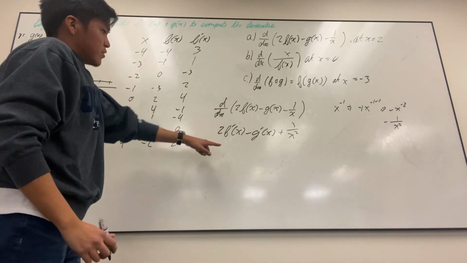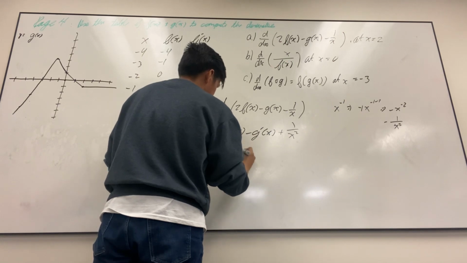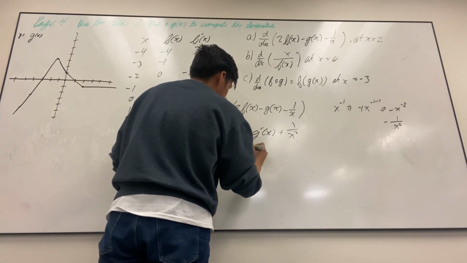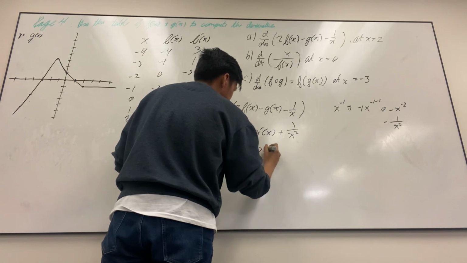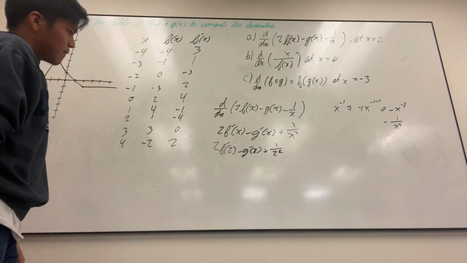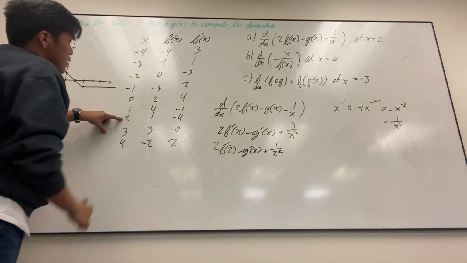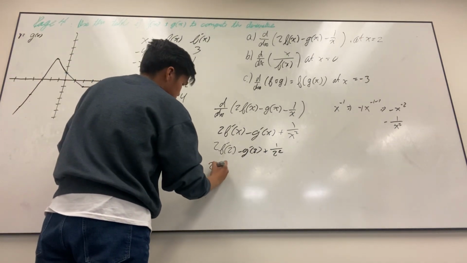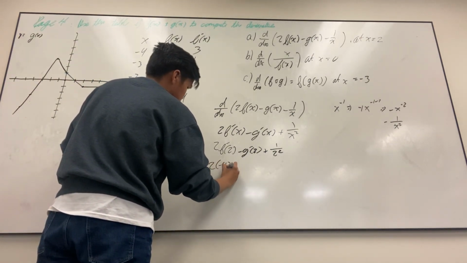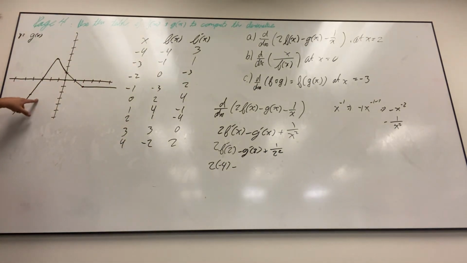So x is 2, we plug in for each value. So 2 times f prime of 2 minus g prime of 2 plus 1 over 2 squared. So at x values, we look for 2. So here's 2. And at f prime, we have negative 4. So 2 times negative 4 minus. So g prime would be again the slope. So we look at the slope at 2.